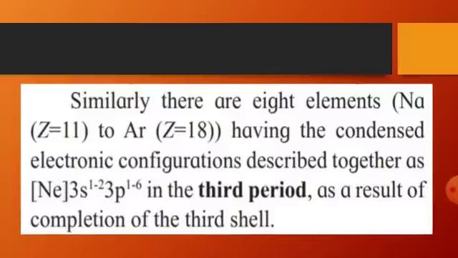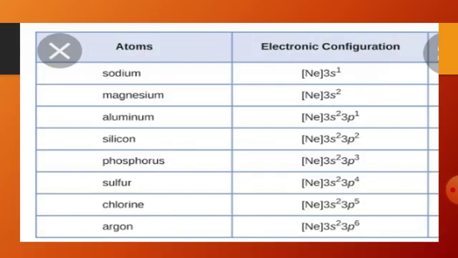Let's see its electronic configuration. Sodium, atomic number 11, magnesium 12, aluminium 13, silicon 14, phosphorus 15, sulfur 16, chlorine 17, argon 18. These are the elements, and we are writing its electronic configuration in condensed form. Neon, if you are writing, means 10 electrons have moved. What is remaining behind? One electron, 3s1.